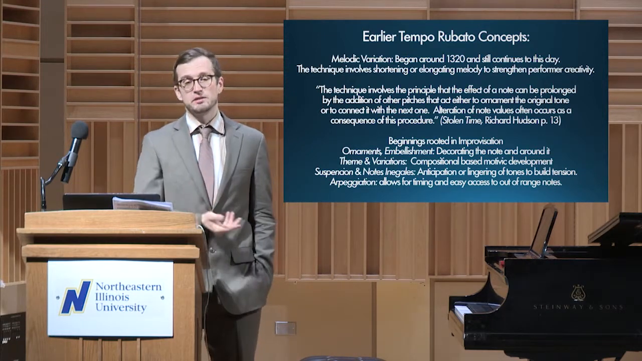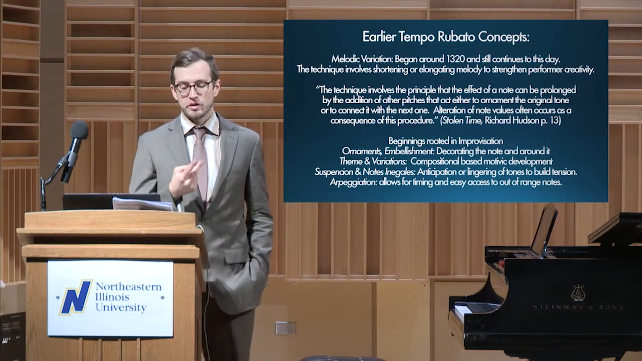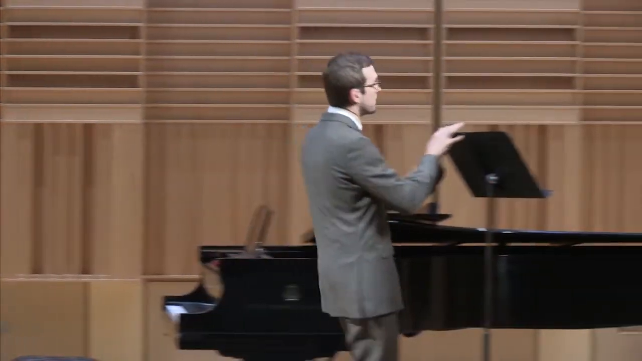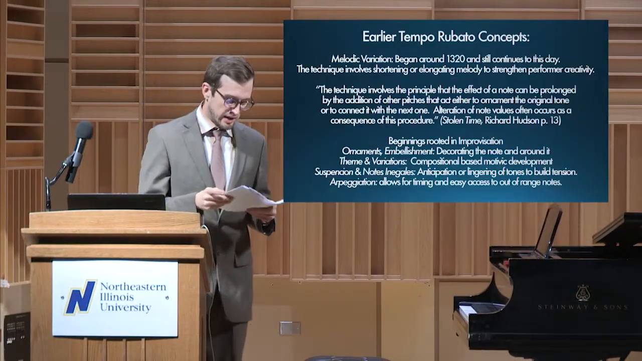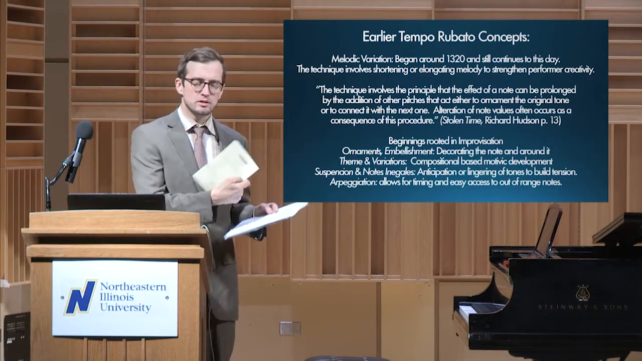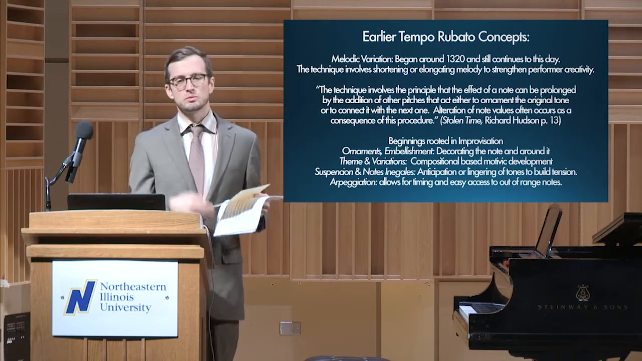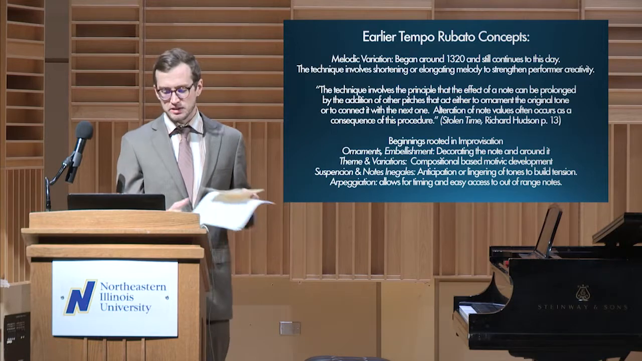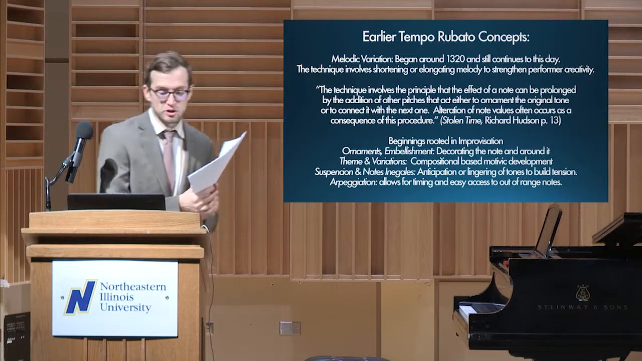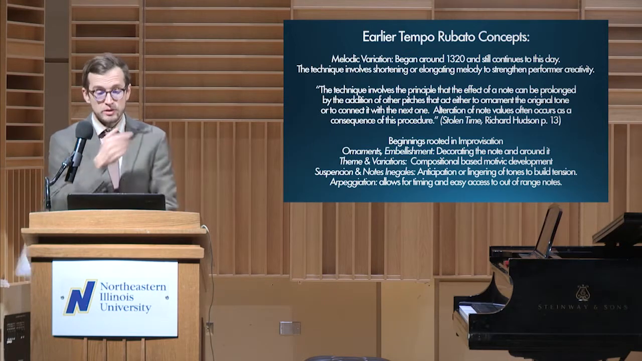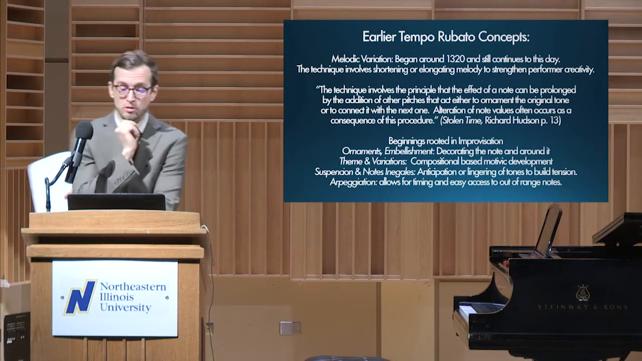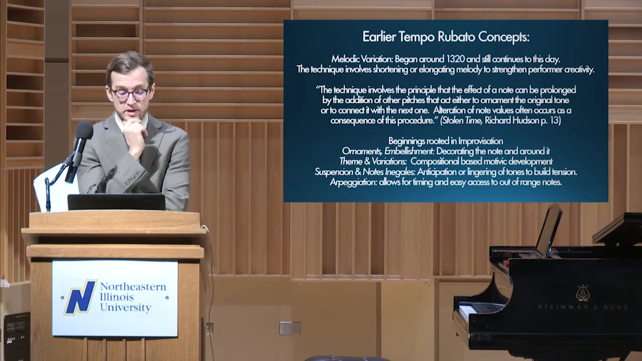This goes into the idea of melodic variation. That was the second example that I played, which was this tender song. I wanted to play it as it was written, originally constructed, and then to do an evolved version based on these ideas. So melodic variation began around 1320 and continued through the 18th century. The technique involves shortening or elongating melody to strengthen performer creativity.